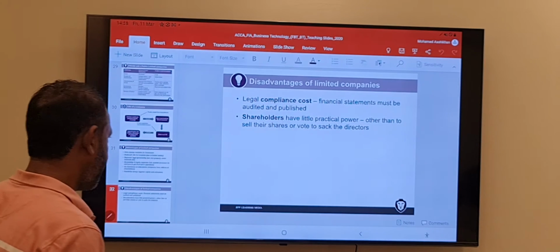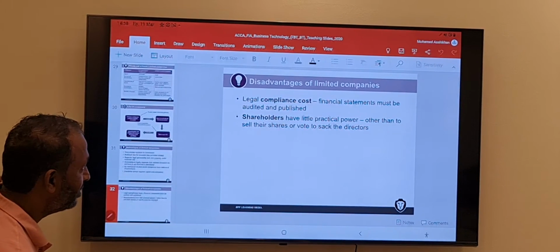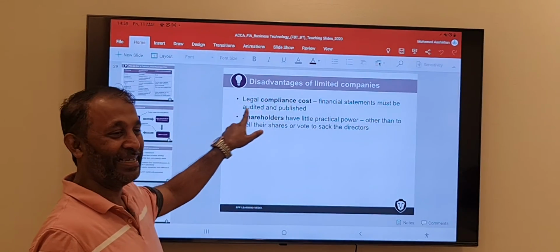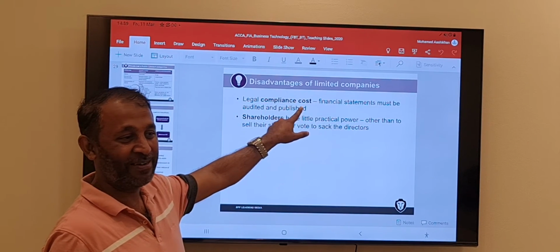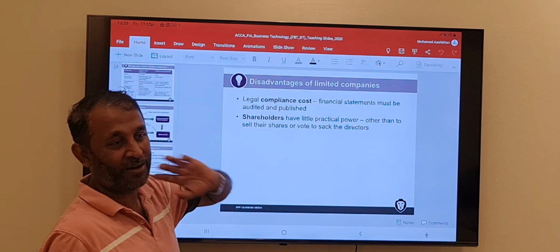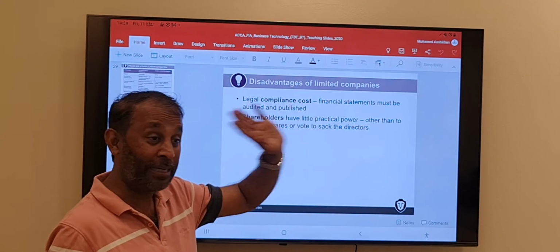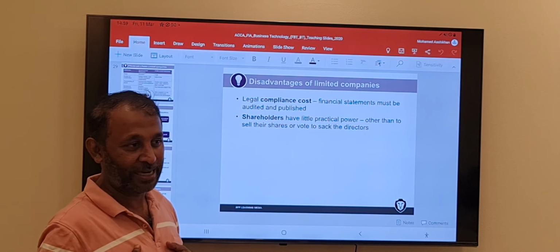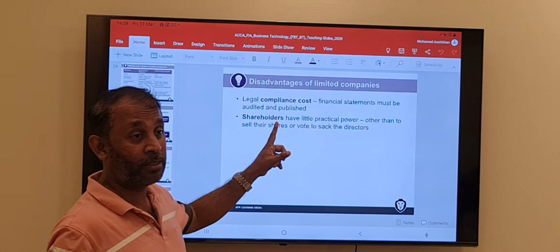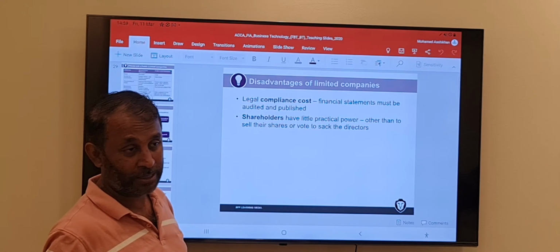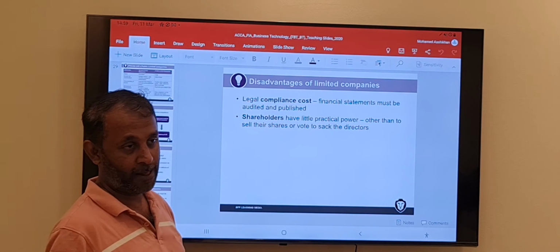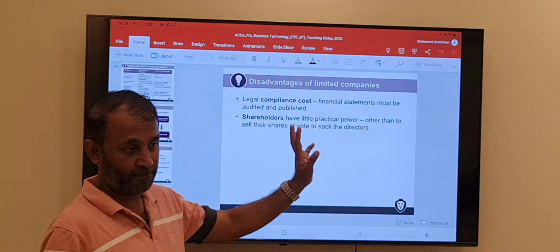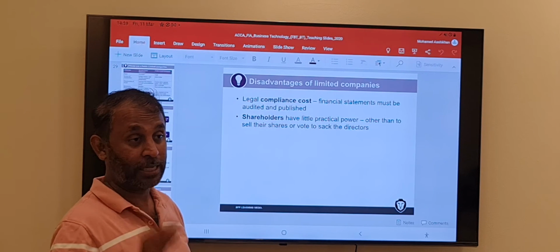Disadvantages. Compliance costs. And these people are coming in: auditors. When you have a limited liability company, the financial statements must be mandatorily audited. Understand me? So if it's a sole trader or partnership business, auditing is not compulsory. But for a limited liability company, statutory accounts must be audited and signed by qualified chartered accountants.